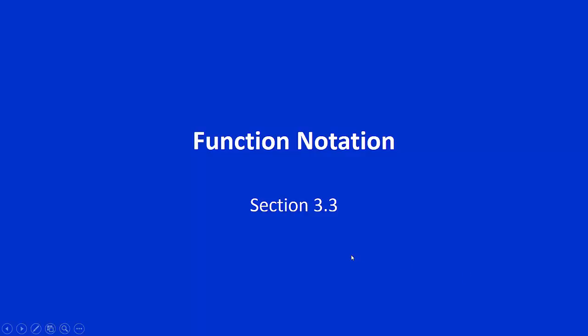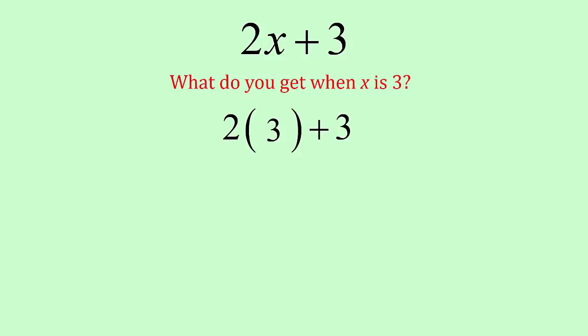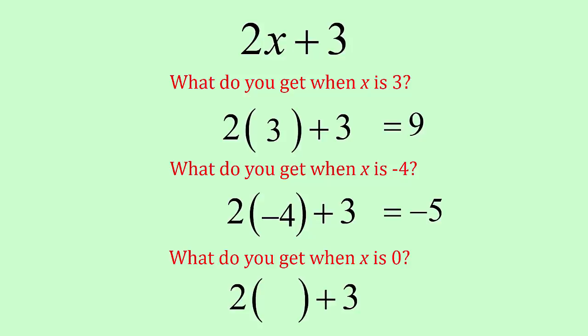In section 3, we want to learn about function notation. Here's a function. What do we get when x is a 3? Well, that means put a 3 in place of the x and do the calculations. What do we get when x is negative 4? That means put a negative 4 in place of the x. Do the calculations. What do we get when x is 0? Put a 0 in place of x. Use the calculations that you know to do.